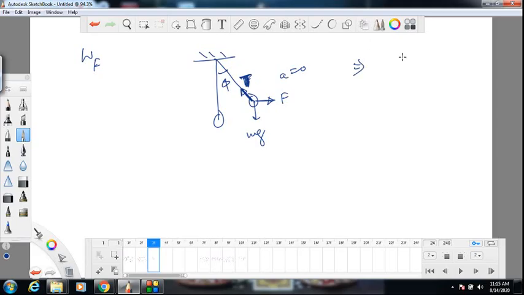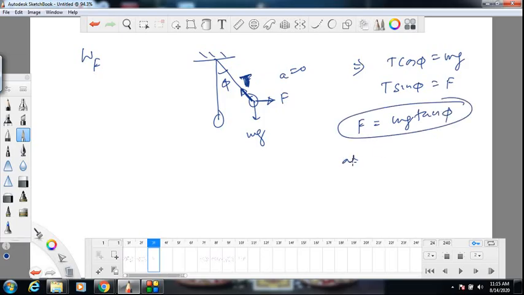So we must have, equating vertical forces, T cos phi equal to mg, and equating horizontal forces, T sin phi equal to F. From here, F equals mg tan phi. You see this? As phi increases, F increases. Otherwise, the ball will come back. It won't continue to go up very slowly. So as the angle increases, you have to apply more and more force to take the ball slowly up. So this is a variable force. It's not a constant force. Force varies with angle phi.